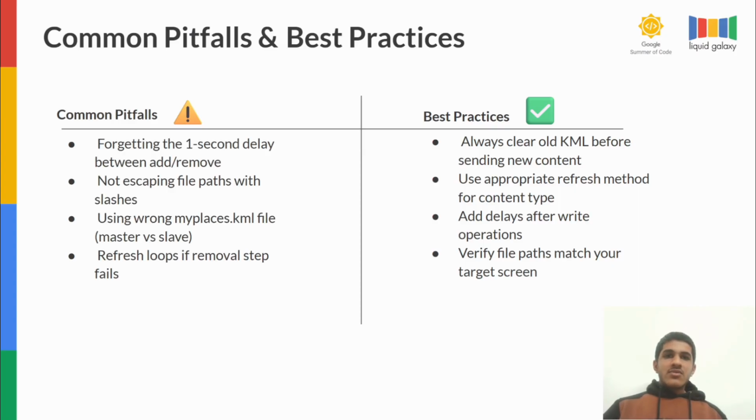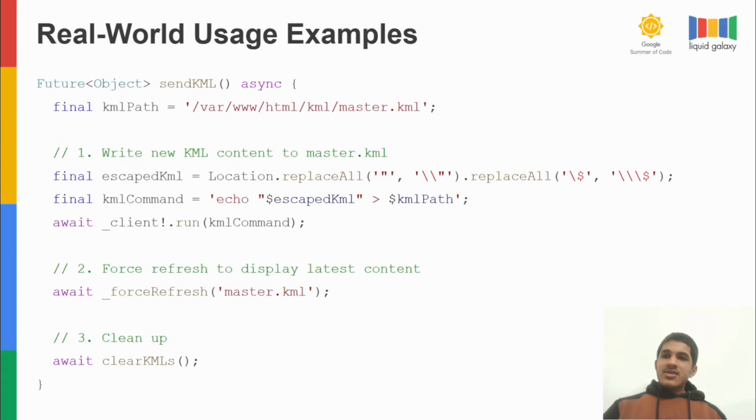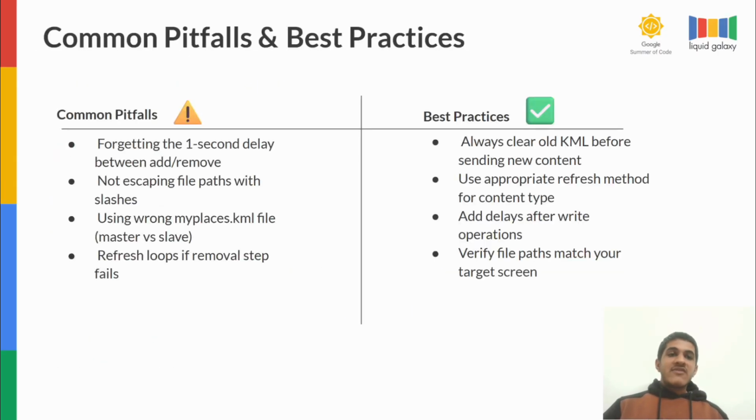So I will go into my slides here in this real world usage examples. As you can see here in the bottom, I have done a clear.kml, and I have explained earlier that after my work was done, I cleared the KMLs. So, there is a transparency in our work. Now let's go to the second point.